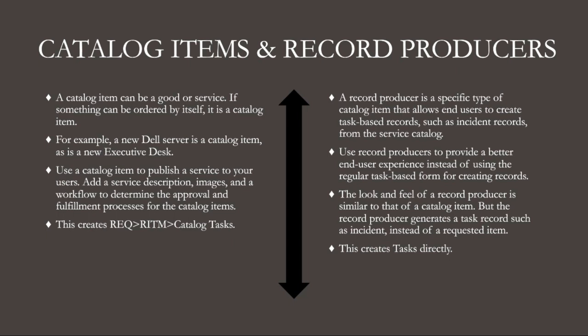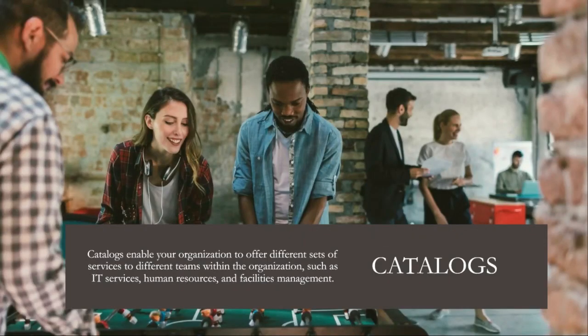But in record producer, we create task directly. So let's move further. Catalogs enable your organization to offer different sets of services to different teams within the organization, such as IT services, human resources, and facilities management. Catalog generally defines the difference between IT catalog and human resource catalog, or marketing catalog or product catalog. That depends on the organization, how many types of catalog they want to be created in ServiceNow.